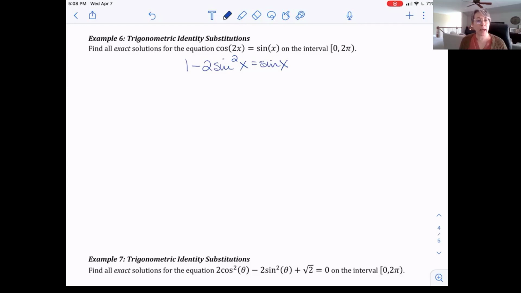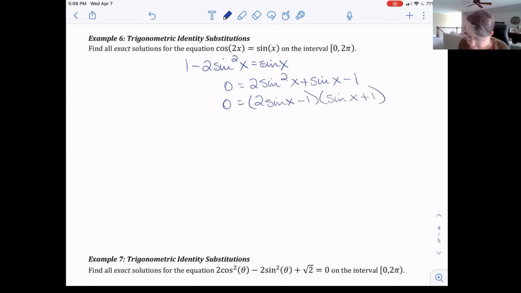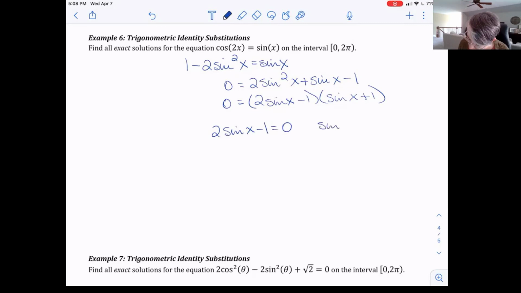Now it's more of a quadratic. I'm going to move everything to the right and set it equal to 0. So we'll get 2 sine squared x plus sine x minus 1. And that's factorable. You can use substitution. If not, you can always factor it with the signs. That would be 2 sine x minus 1 times sine x plus 1. You can set both of those factors equal to 0.